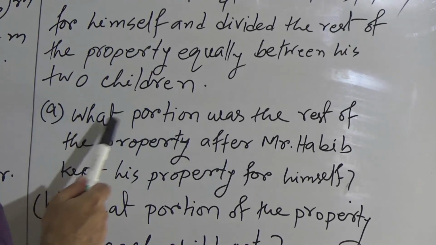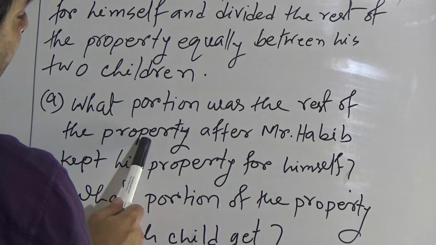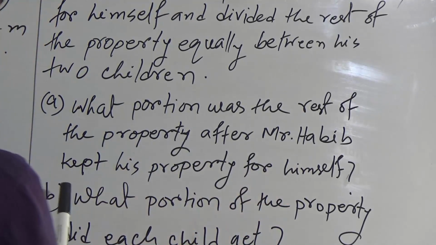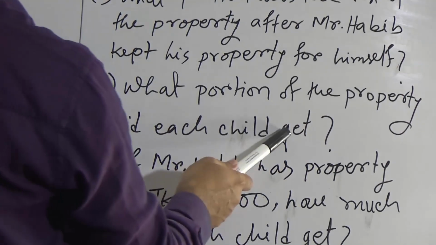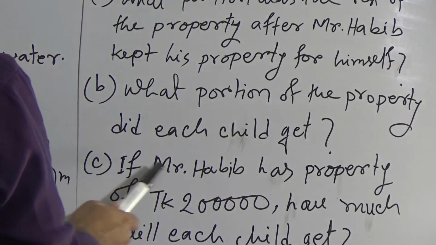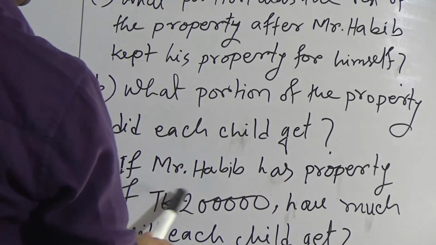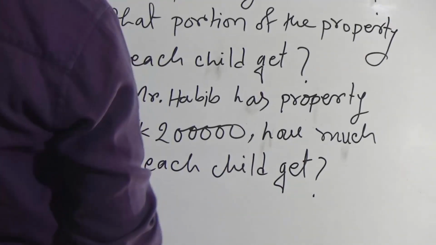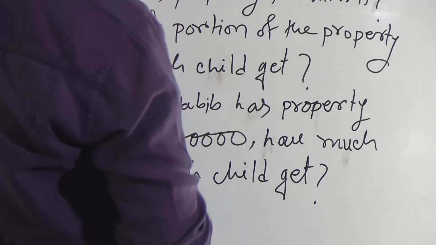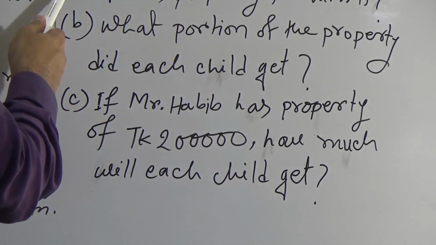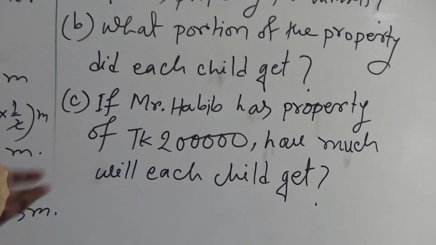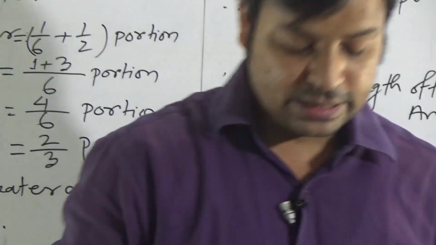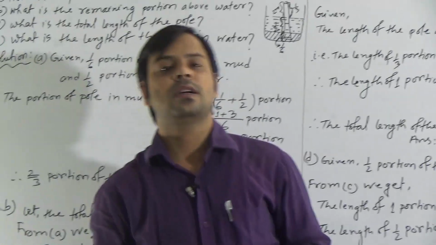First question A. What portion was the rest of the property after Mr. Habib kept his property for himself? Question B. What portion of the property did each child get? Question C. If Mr. Habib has property of taka 2 lakh, how much will each child get? Dear students, this is our selected homework for homework 22. Do this homework in your homework copies. Submit your homework on next Sunday.